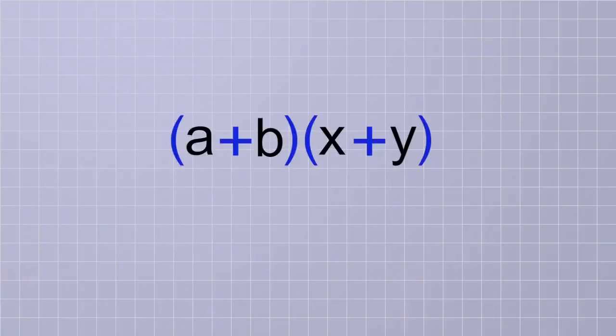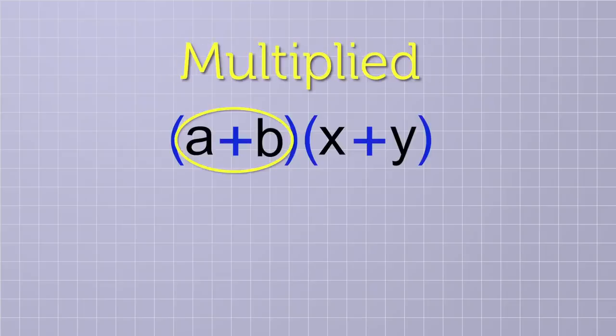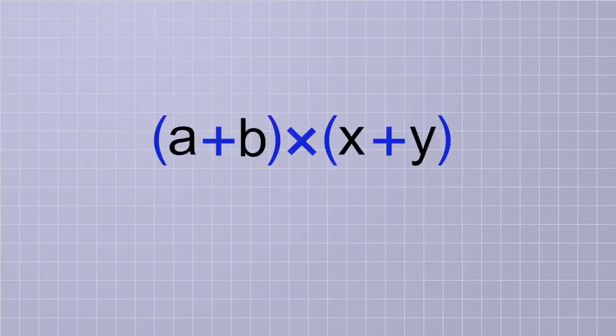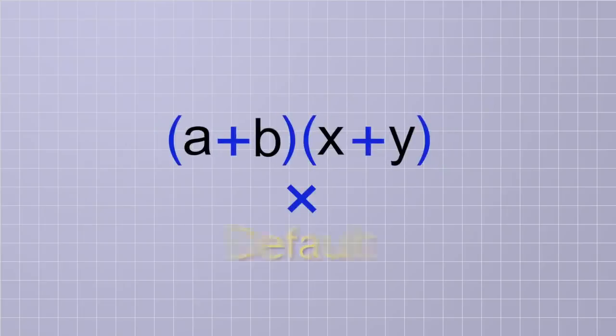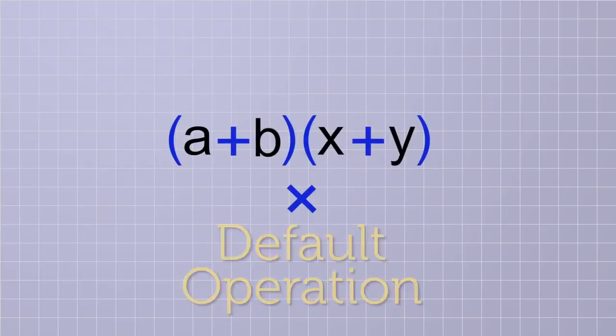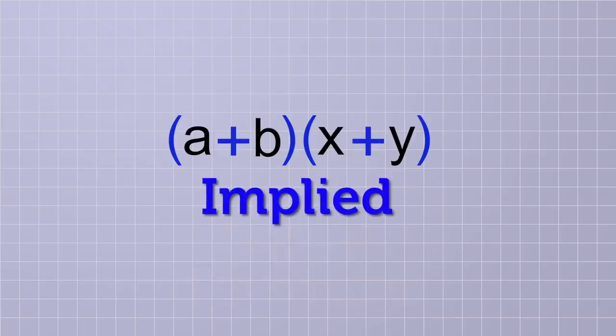Yep, multiplication. For example, if you see this, it means that the group a plus b is being multiplied by the group x plus y. We could put a times symbol between the groups, but we don't have to because it's the default operation in algebra. The multiplication is just implied.